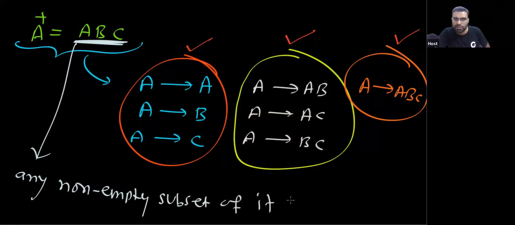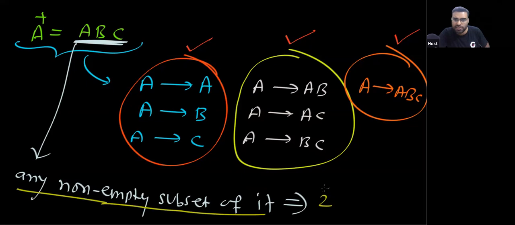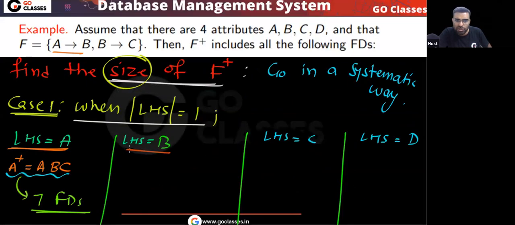Okay, any non-empty subset of it. How many non-empty subsets are there? Tell me. You can take any non-empty subset of it. That will be 2 power 3 minus 1, that is 7. Correct? These many non-empty subsets are there. Did you understand? Okay, now you tell me about this one.